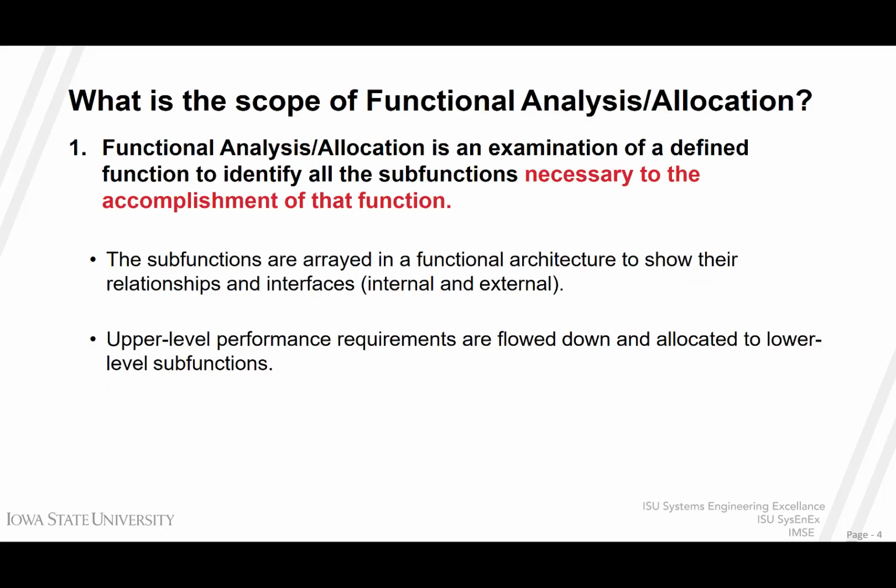So what is the scope of functional analysis and allocation? Well, first of all, functional analysis and allocation is the examination of a defined function to identify all the subfunctions necessary to accomplish that function. The subfunctions are arrayed in a functional architecture to show their relationships and interfaces, both internal and external, and upper-level performance requirements are flowed down and allocated to the lower-level subfunctions.